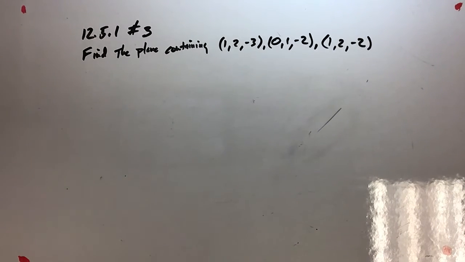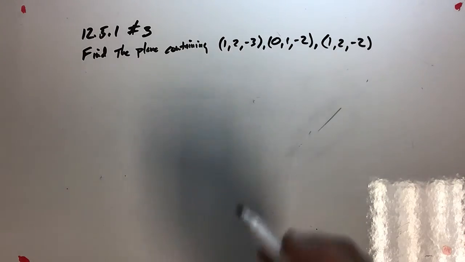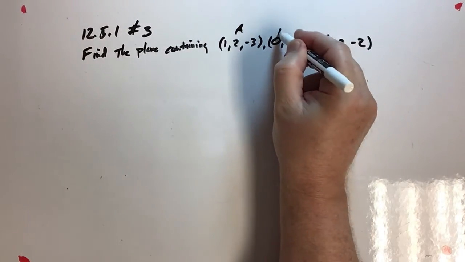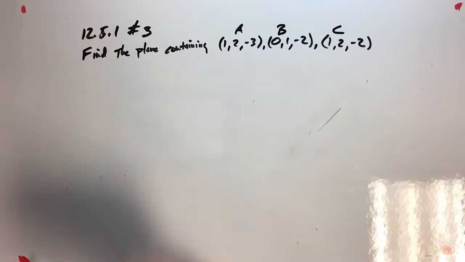Okay, this is practice problem number 3 from section 12.5, the first half. And this is about finding the equation for a plane that contains these 3 points: (1, 2, -3), (0, 1, -2), and (1, 2, -2). I'm going to label them A, B, and C just so we can work with them a little bit easier.